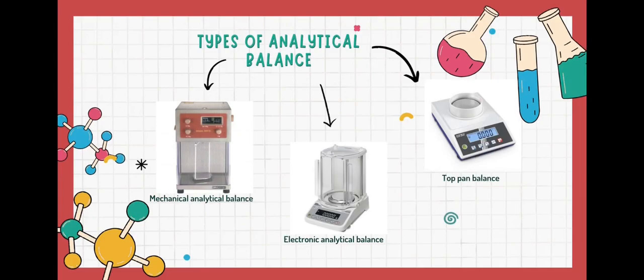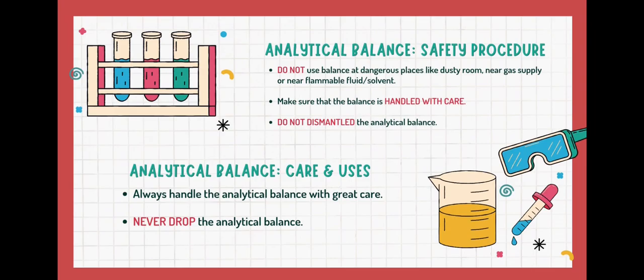There are 3 types of analytical balance: 1, mechanical analytical balance; 2, electronic analytical balance; and 3, top pan balance. Next is analytical balance safety procedure. Do not use the balance in dangerous places like a dusty room, near gas supply, or near flammable fluid or solvent. Make sure that the balance is handled with care. Do not dismantle the analytical balance.